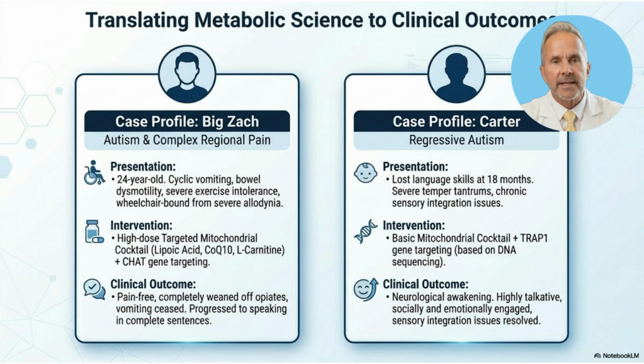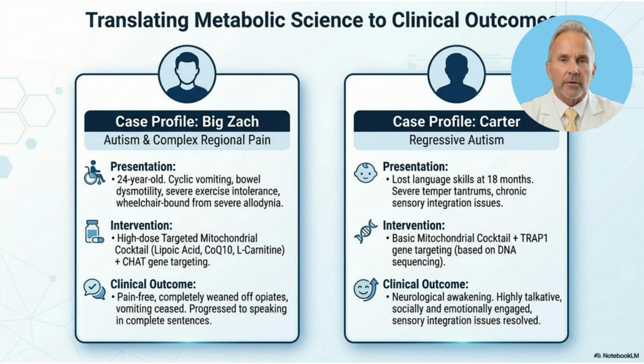Case profile: Big Zach, a 24-year-old with autism, cyclic vomiting, and severe pain. After an intervention of a high-dose targeted mitochondrial cocktail and CHD gene targeting, the clinical outcome was profound. Pain-free, completely weaned off opiates, and vomiting ceased. Progressed to speaking in complete sentences.